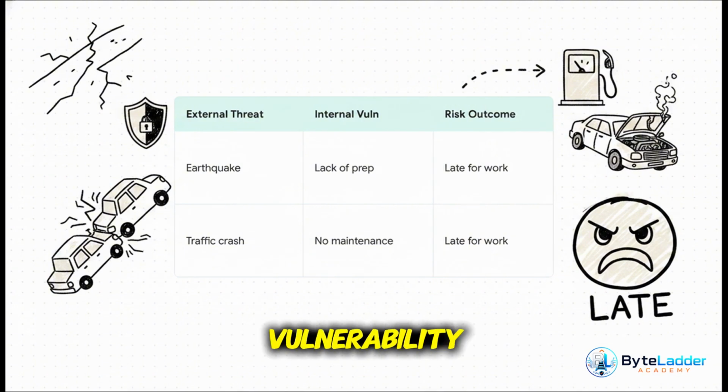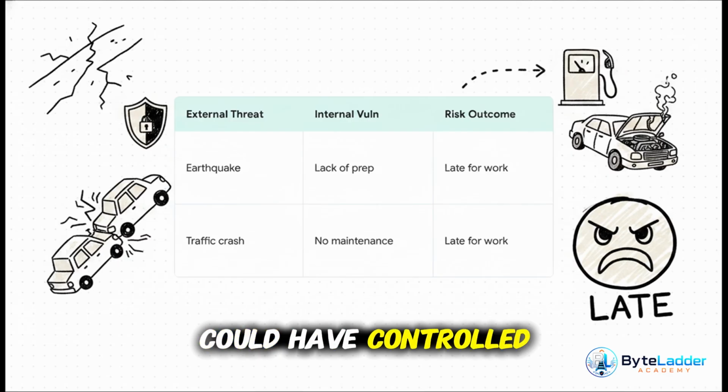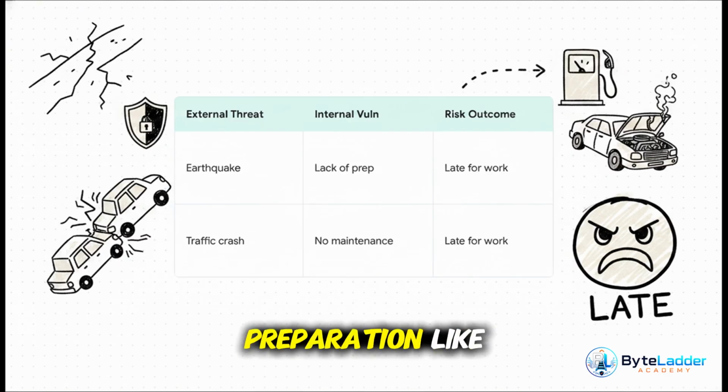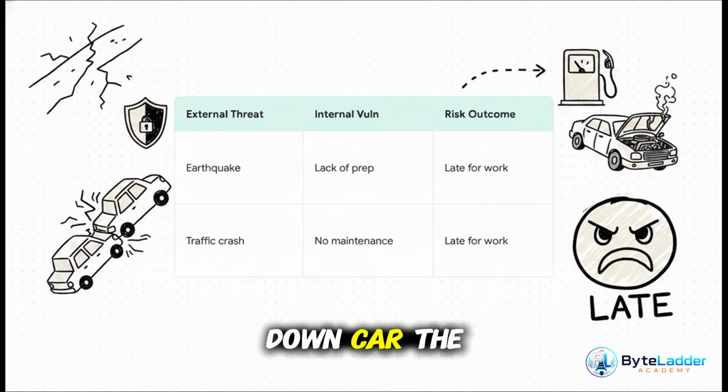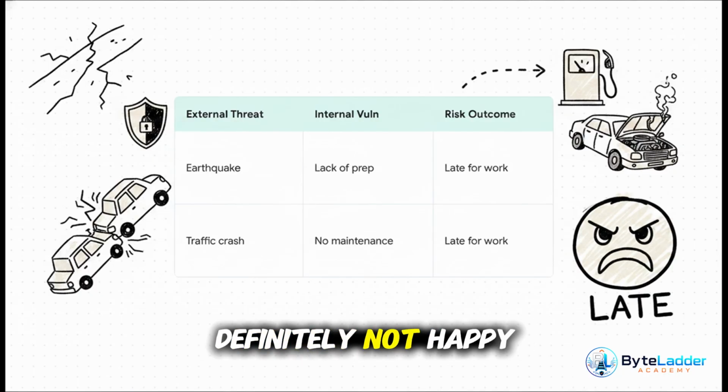But an internal vulnerability, something you definitely could have controlled, would be a total lack of preparation. Like forgetting to put gas in your car or completely ignoring your routine vehicle maintenance. When that external traffic threat inevitably hits your internal vulnerability of a broken down car, the risk becomes reality. You arrive late for work and your boss is definitely not happy.